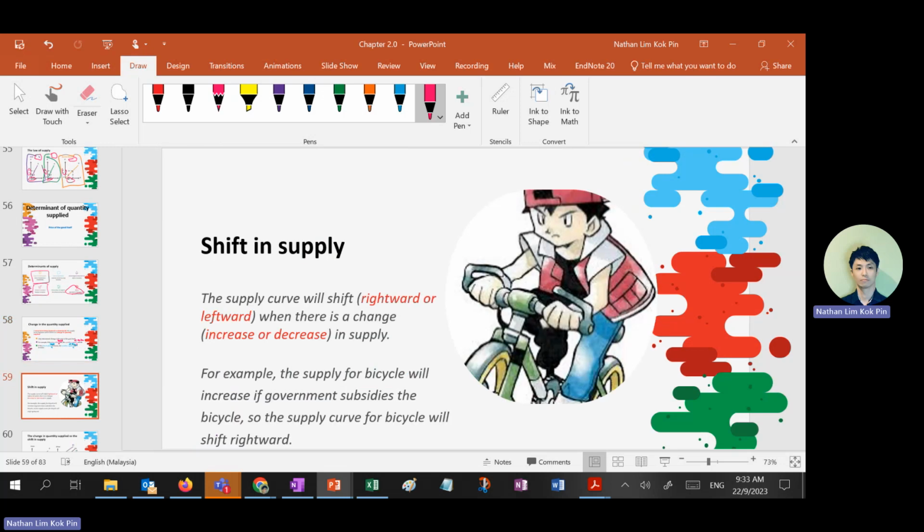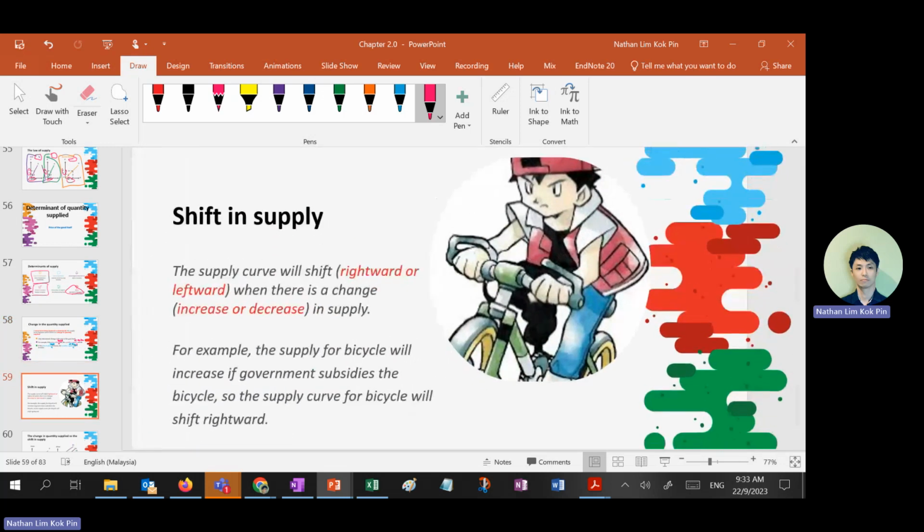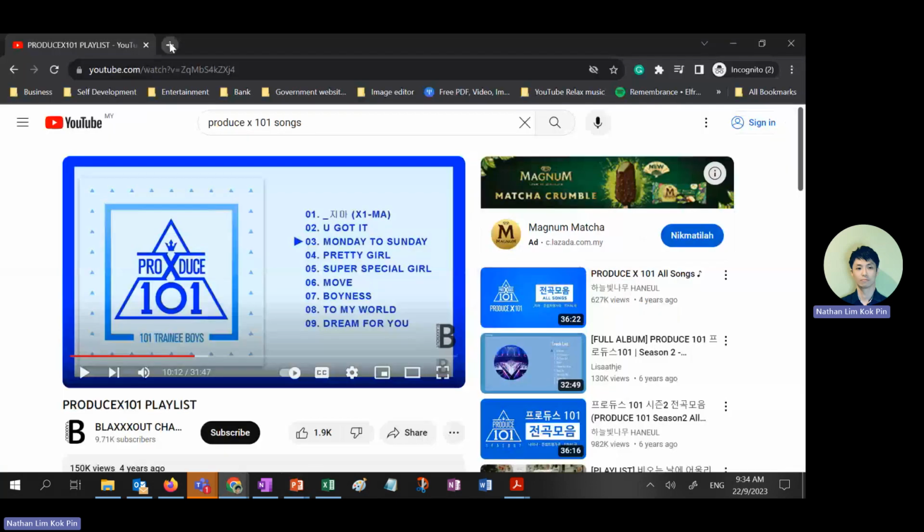Supply is easier, because there are many factors. With supply, it's always shift right, shift left, or shift out, shift in. Increase is shift out, decrease is shift in. For example, the supply of bicycles will increase if the government subsidizes. I told you before, government subsidized bicycles, so it is not related to the price of the bicycle itself. So it's a supply shift. You know why? You know why government subsidized bicycles?